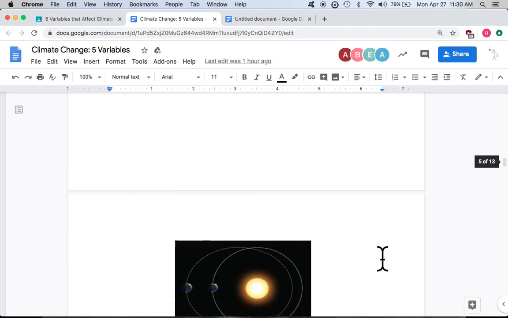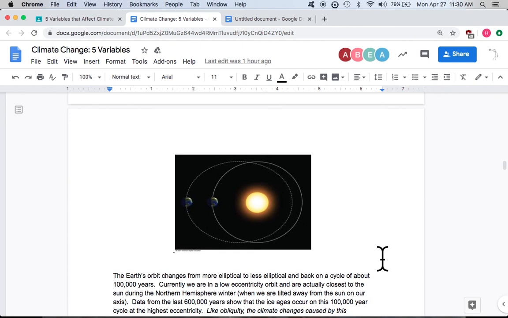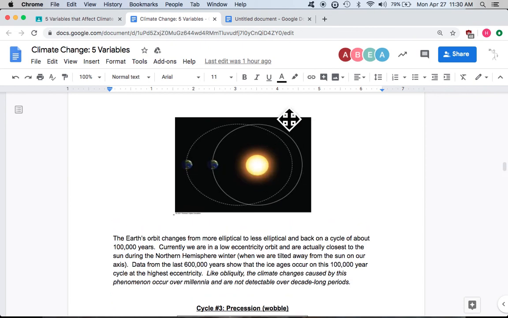Eccentricity. The Earth's orbit around the sun is not a circle. It's an ellipse. An ellipse is like a flattened circle. And when we talk about eccentricity, we talk about how flat is that circle. This is a very exaggerated diagram. The more eccentric, the flatter that circle, the more elliptical. There's an oscillation. There's about a 100,000-year cycle between minimum and maximum eccentricity for the Earth's orbit.